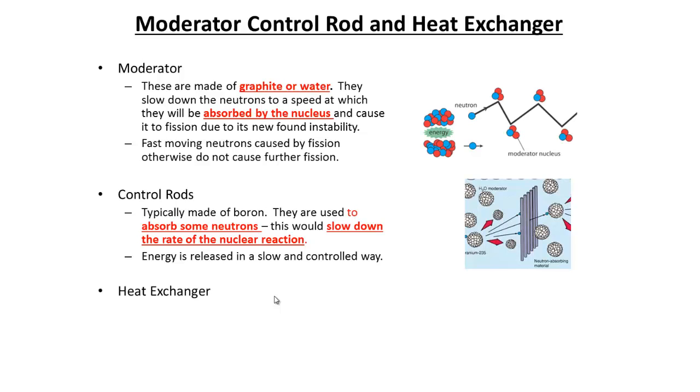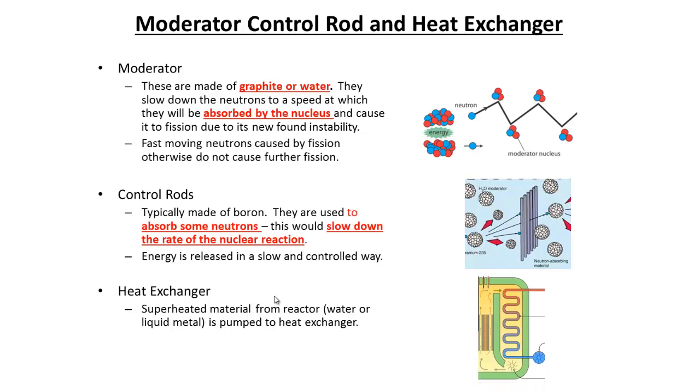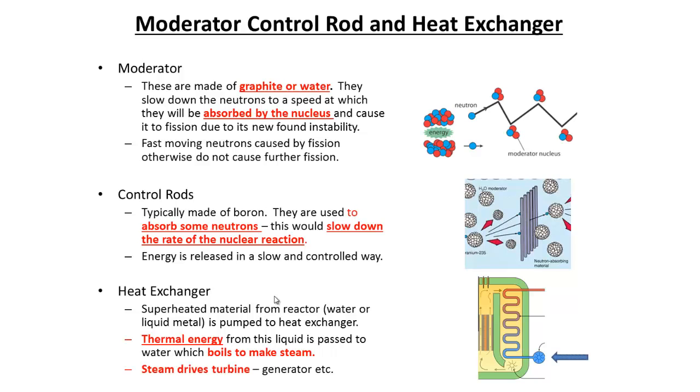The last thing is the heat exchanger. This superheated material from the reactor is basically pumped into a heat exchanger. Then, like this, the thermal energy from this liquid or this gas is passed to water, and then the water is connected to the boiler, and that makes steam, and that is used to drive the turbine. So the cool water goes in there, and the hot steam comes out there, goes to the turbine.